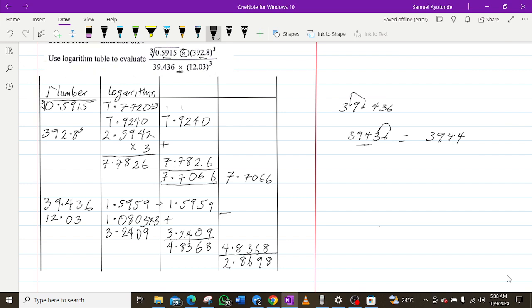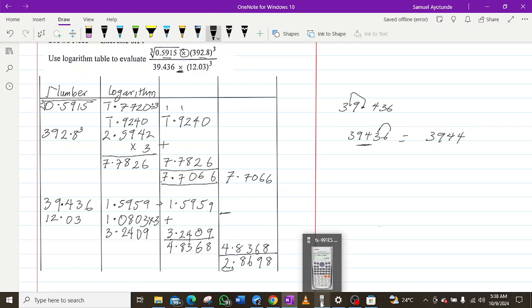2.8698. So we are using our calculator to find the anti-logarithm of 2.8698. And how do we do this? We do this by changing the whole number. The whole number here is 2. This whole number, we change it to 0. So instead of finding the anti-logarithm of 2.8698, we find the anti-logarithm of 0.8698.